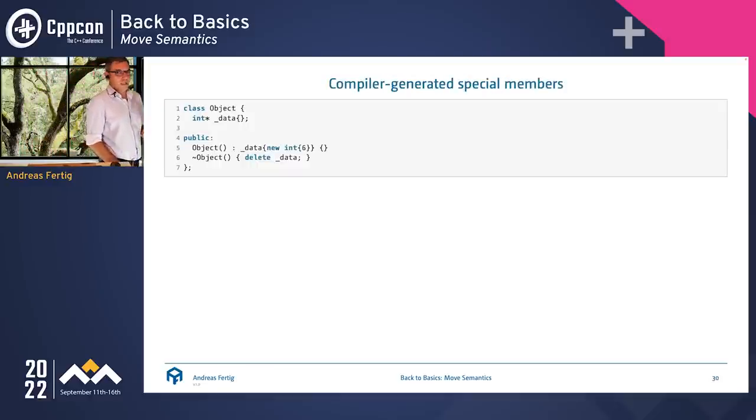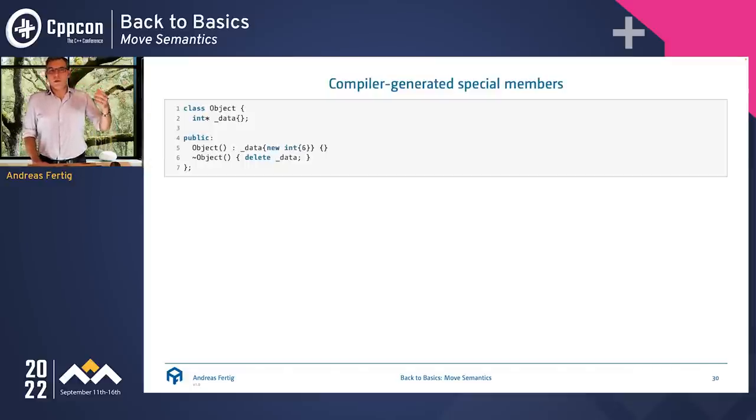One more thing is the compiler-generated special member functions. So this here is potentially C++98 code, except for the uniform initialization. I have a class object here, which in line number 2 stores a pointer to an int called data. And then I have a default constructor in line number 5, which allocates an int and assigns the value 6 to it and assigns the address of that dynamic memory to data. And then in line number 6, I have the destructor deleting the data. So I'm not leaking memory at this point.